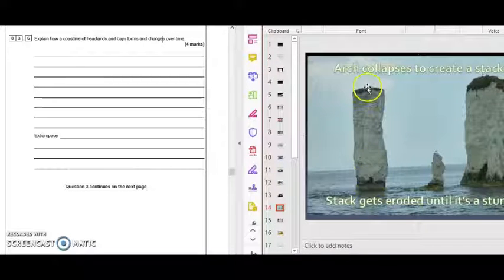This one's called a stack. Stacks then also get eroded down to smaller stacks, and these are called a stump. So loads of keywords there, but try and remember to start and work chronologically. So you get your hard and your soft rock. The erosion happens at different speeds. The waves then refract around, and then you get your caves, your arches, your stacks, and your stumps.